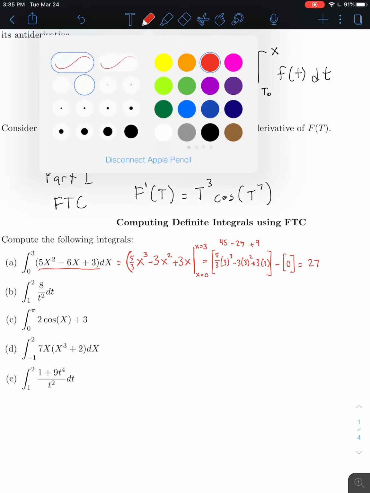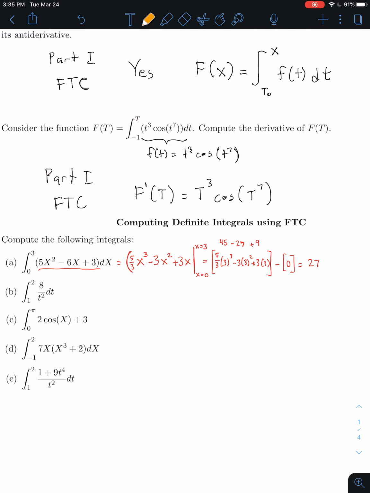Now, how would we do question number B? Because here this kind of looks weird. We might be thinking maybe this is the quotient rule. But here, the way we want to approach this is that we want to rewrite this into a form that we know how to take the antiderivative of. So namely, the best thing that we could do is to get it to look like a constant times t to a power. And here, using our laws of exponents, we see that this is just 8 times t to the negative 2.